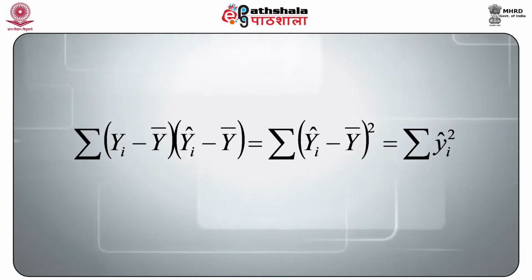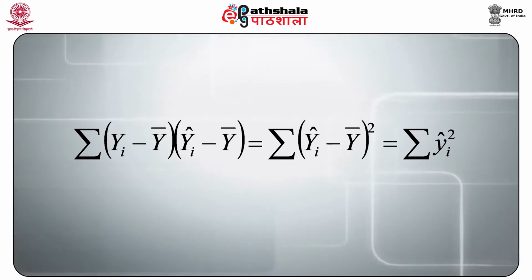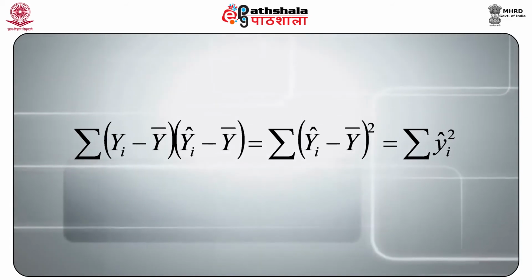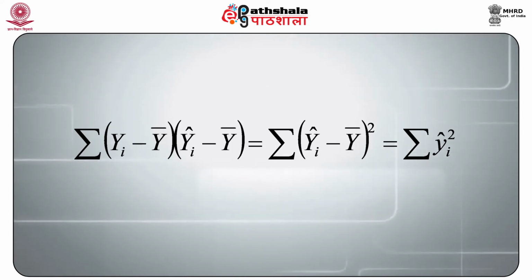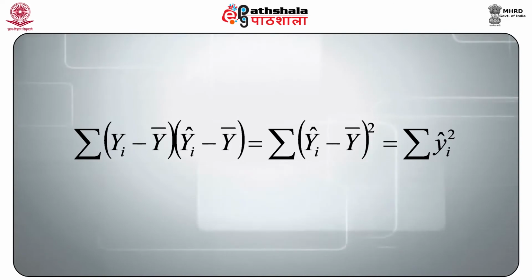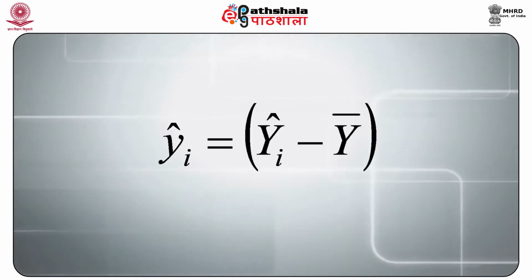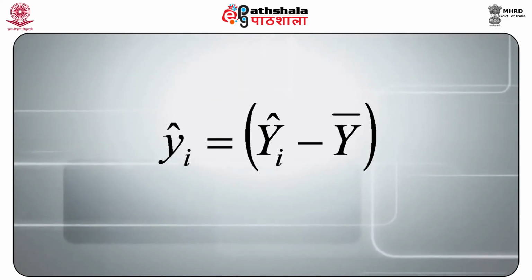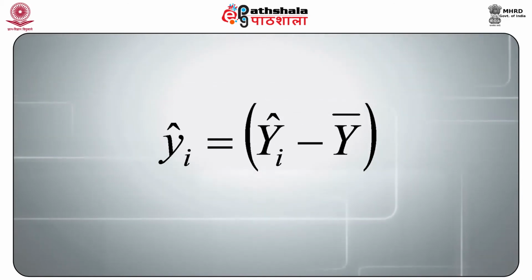Therefore, what we obtain as the covariance is nothing but summation yi hat minus y bar square, and this is nothing but summation yi hat square, where yi hat is now a small y. Maybe I can explain it and say that small yi hat is nothing but capital Yi hat minus capital Y bar.